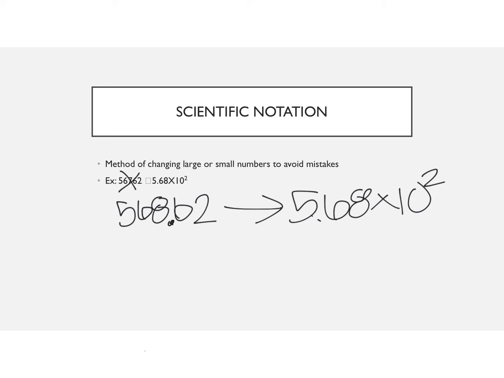Now, the next question is, well, how do you know which way to move your decimal? You're always going to move your decimal to the first two sets of whole numbers. So when you're reading this, you would see 568.62. You're going to move your decimal in the direction of the first two whole numbers. So in this case, I'm moving my decimal this way, so to the left, 2 times, in order to be in between the first two whole numbers.